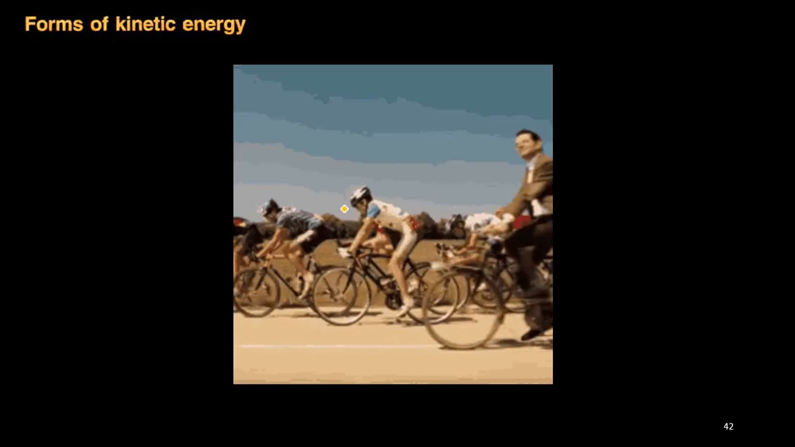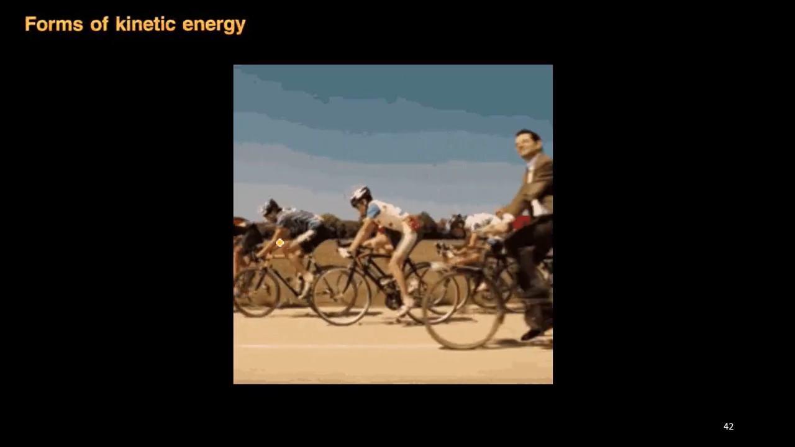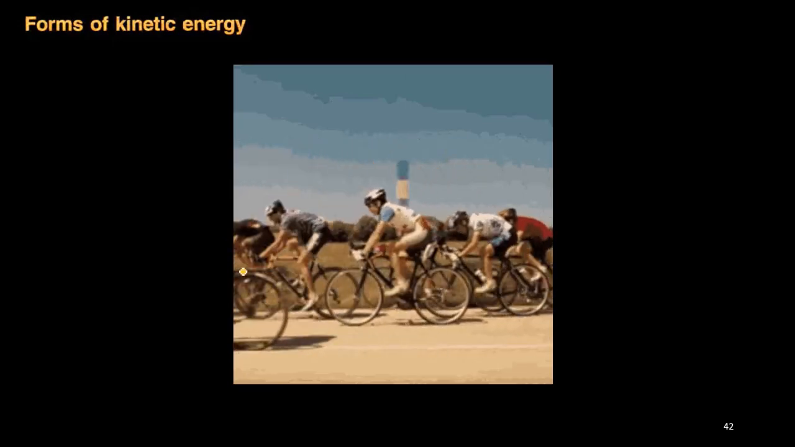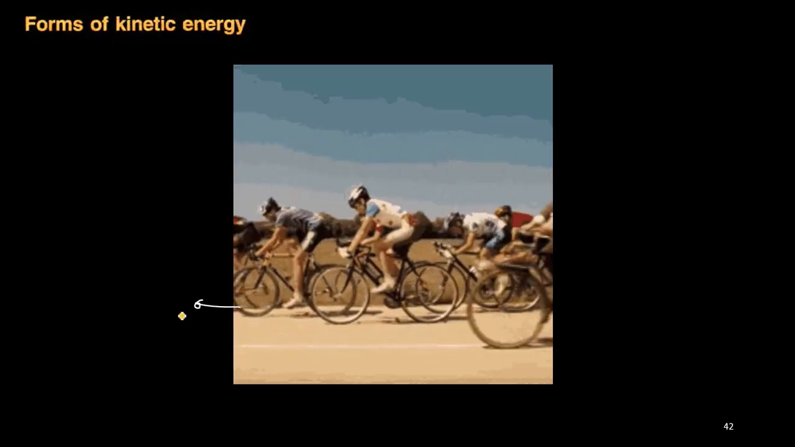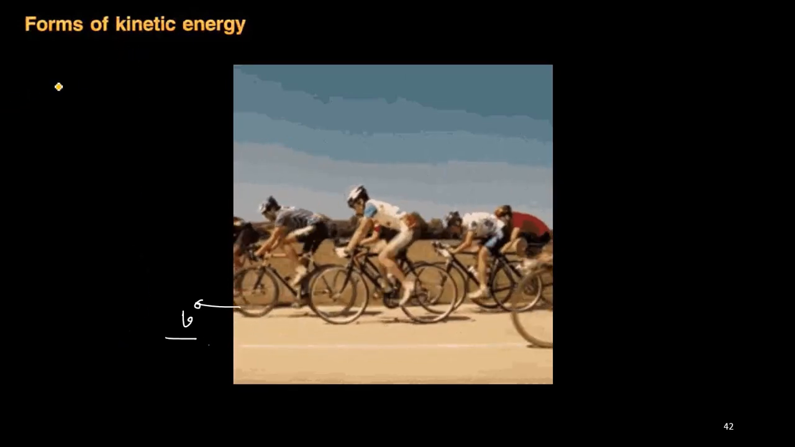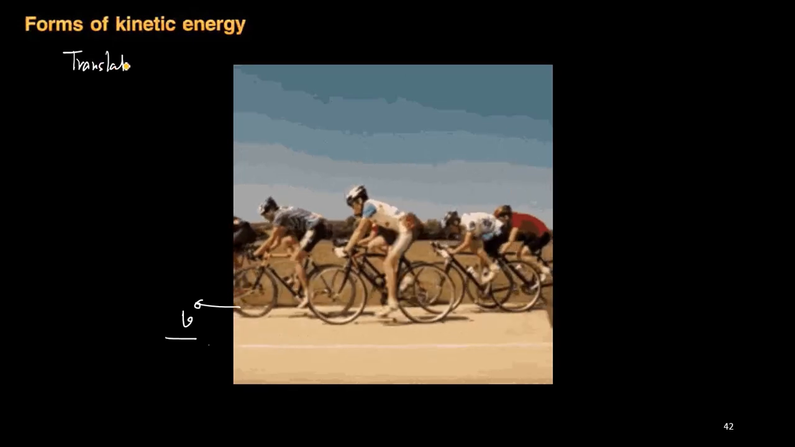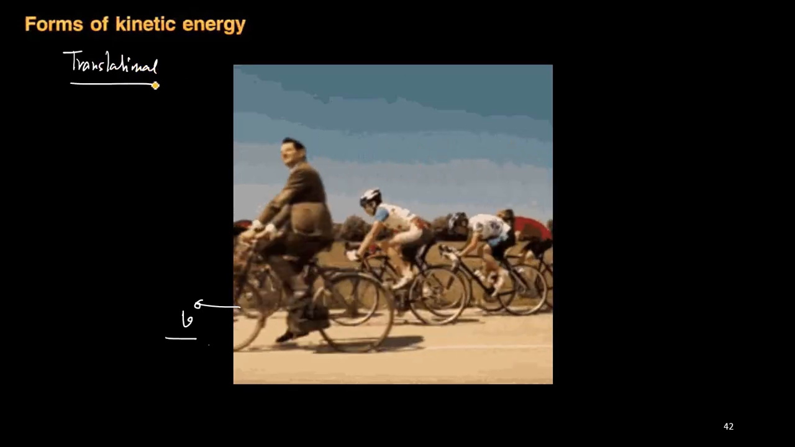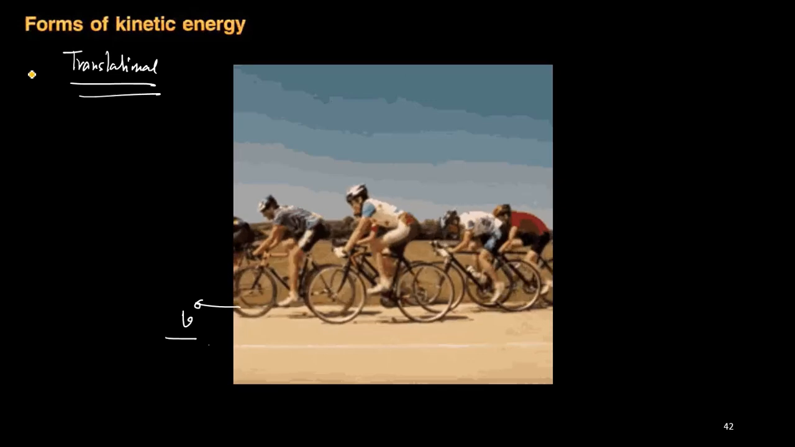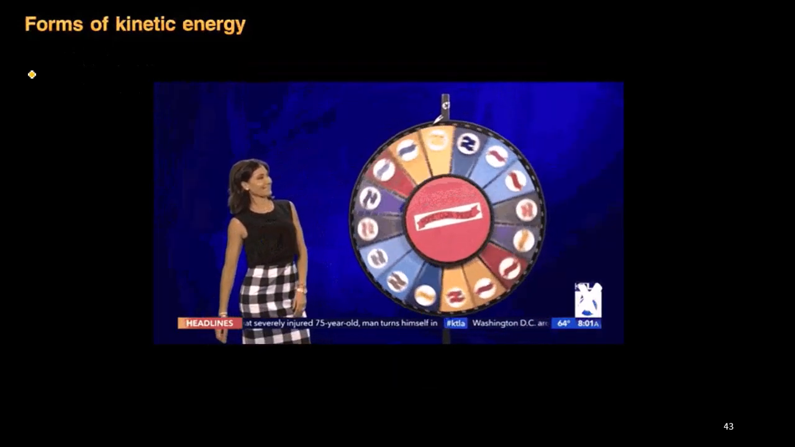Okay. So there are different forms of kinetic energy. Whenever the particle is moving along a straight line, that means this is the mass and the particle is moving along this straight line, this form of energy is called the translational kinetic energy. That doesn't mean the body will always translate. The body can perform different types of motion.